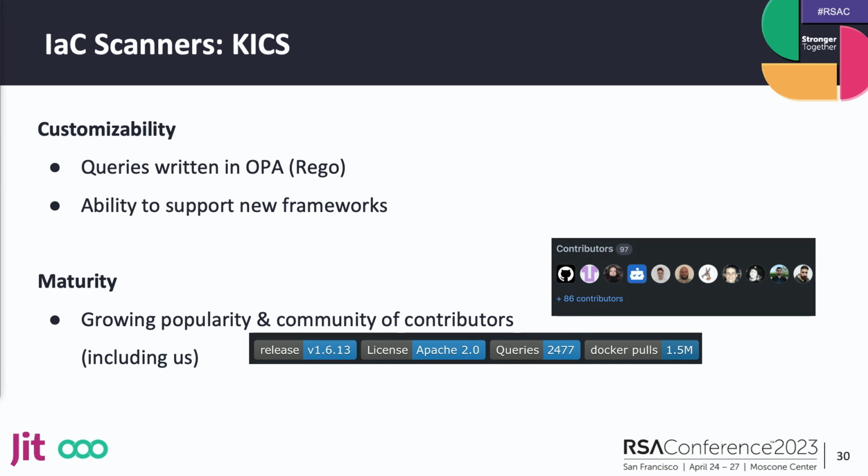And so you also have the ability to support new frameworks because the whole logic of supporting frameworks is based on some regex expressions. As you can see, the community is very large. Right now, about 1.5 million Docker pulls, and the community is just rising. And actually, we also were part of the contributors to this project. So really great project.